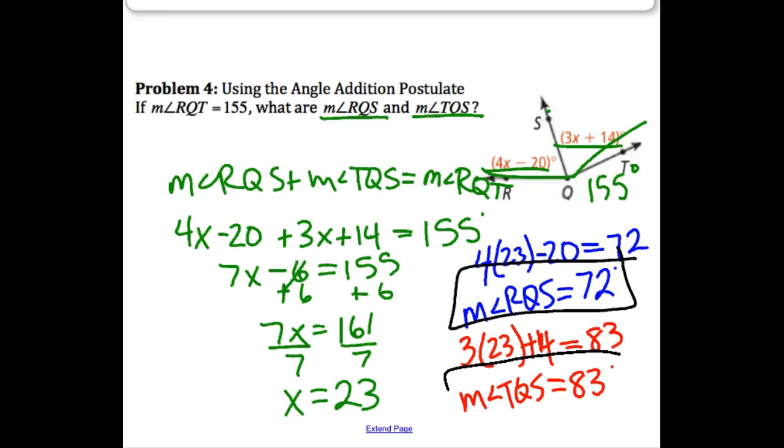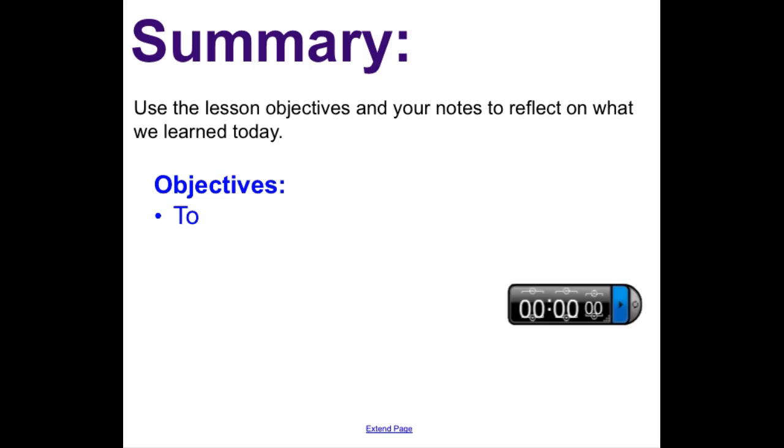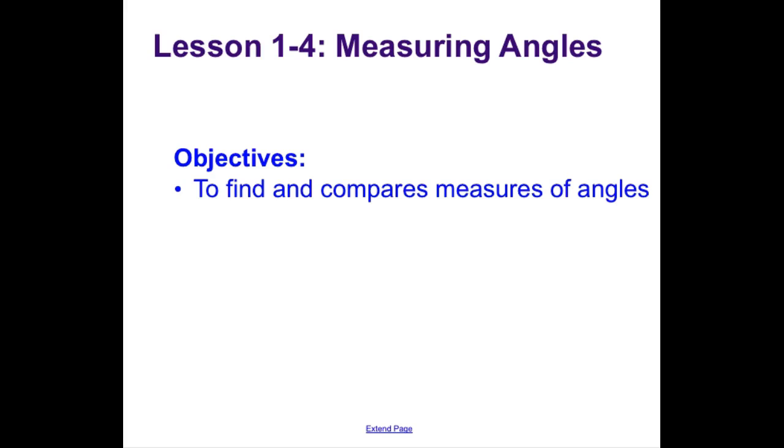These are our two answers. You can just double check that and make sure you did it right. If you add up those two angles, they should give you 155, and 72 plus 83 does. So we are done. That was lesson 1-4. The objective for today was to find and compare measures of angles.